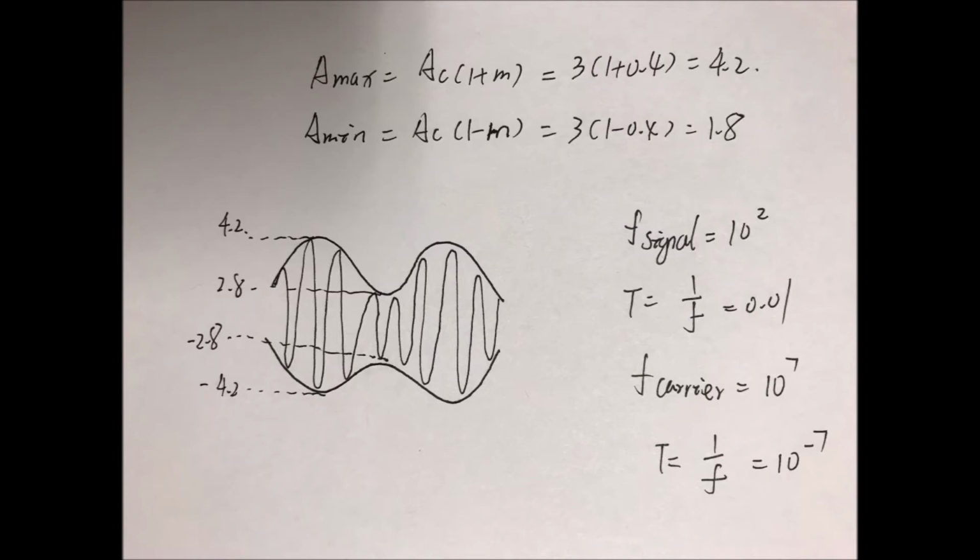For the period of the signal, we have to look right here, because this is our signal. The frequency of that is 10 to the 2 right here, because this is omega t, and omega is 2 pi f. F is 10 to the second. So our frequency of the signal is 10 to the 2, and our period is 1 over f, which is 1 over 10 squared, which is equal to 0.01. So that's our distance here.